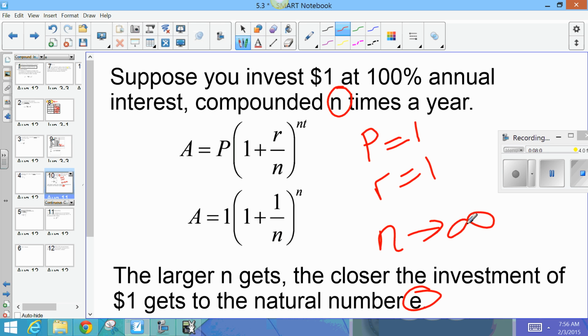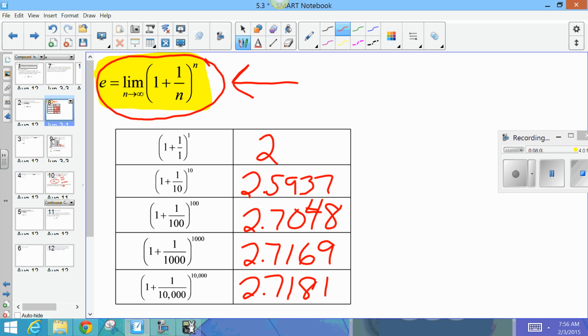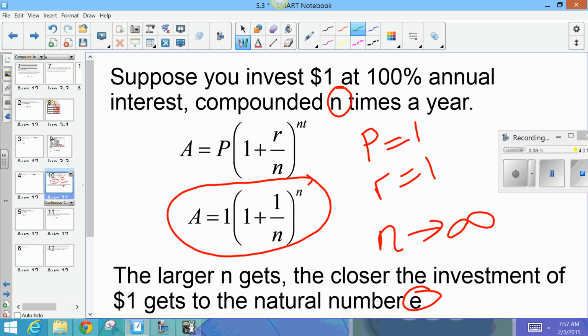So what happens is that this formula equals the same thing as this formula right here. And so e is defined to be the number that we multiply by when we are compounding interest infinitely many times in any time period.